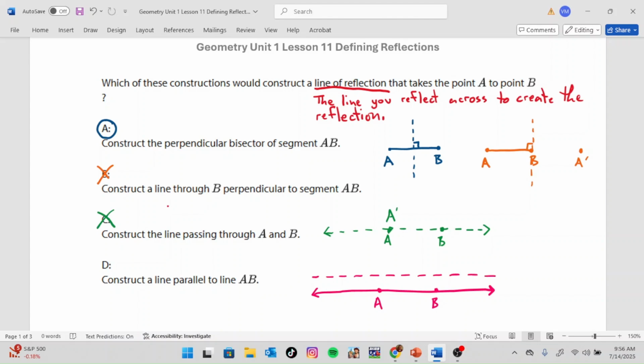They run side by side. And now that I've created that line, if that is my line of reflection, then when I reflect A across that line of reflection, it's going to put A prime right about here. That does not take A to B. So D does not work either.